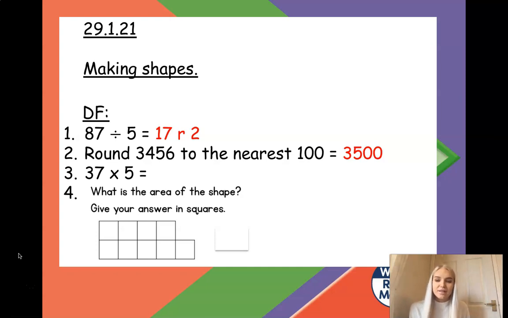Number 3, 37 multiplied by 5. You can use the short written multiplication method to work it out as being 185. And finally, what is the area of the shape giving your answer in squares? Well, we can count the squares to find that there are 9 squares. Well done if you got those right.